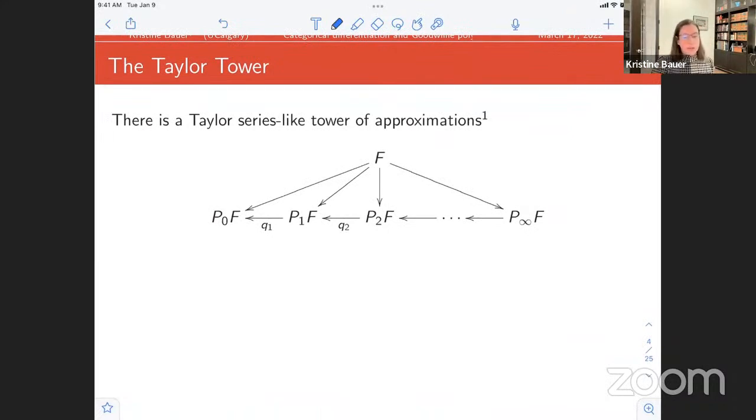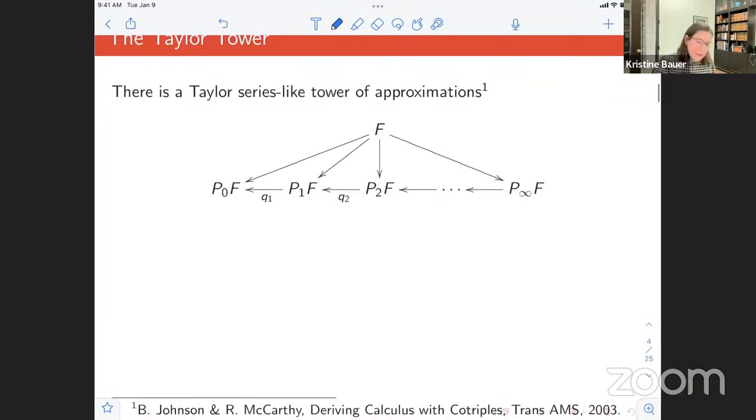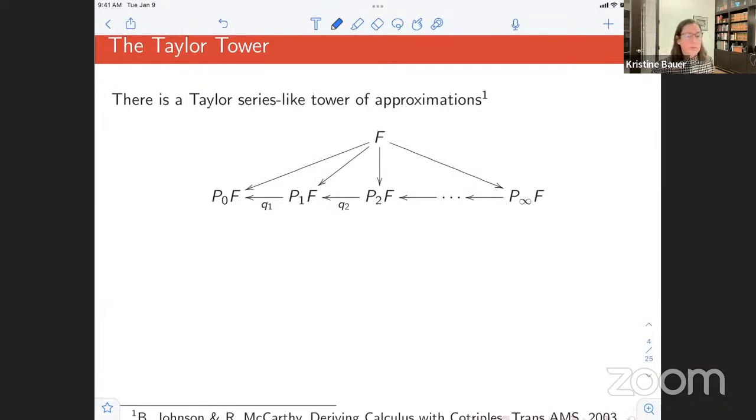Okay, so as mentioned in Brenda Johnson's talk yesterday, there's a Taylor series-like tower of approximations. Let me just make sure that I can show the reference on the bottom. I see that I'm going to have a little trouble showing the whole slide, so I will just make sure to slide up at the appropriate time. So this is a Taylor series-like tower of approximations where Pnf is going to be a degree n polynomial functor, and it is the closest polynomial functor to the original functor f, meaning it satisfies a universal property. And I will just remind you of how this comes about.